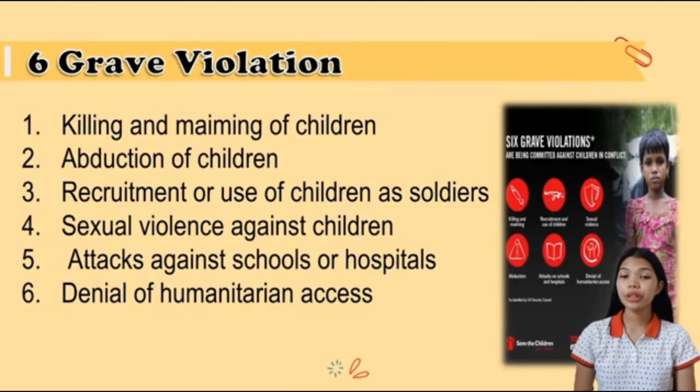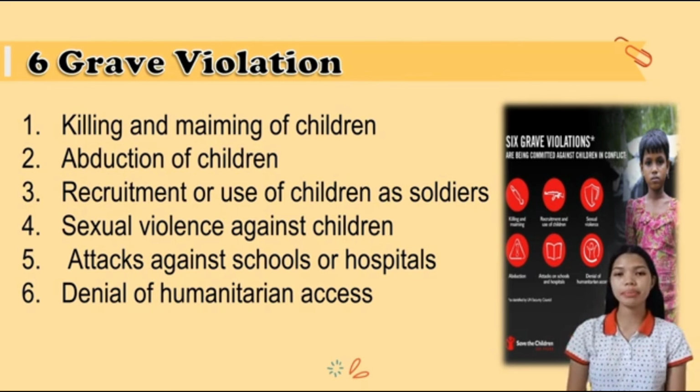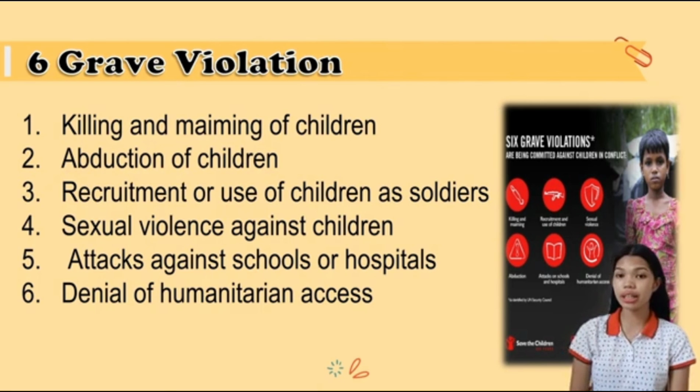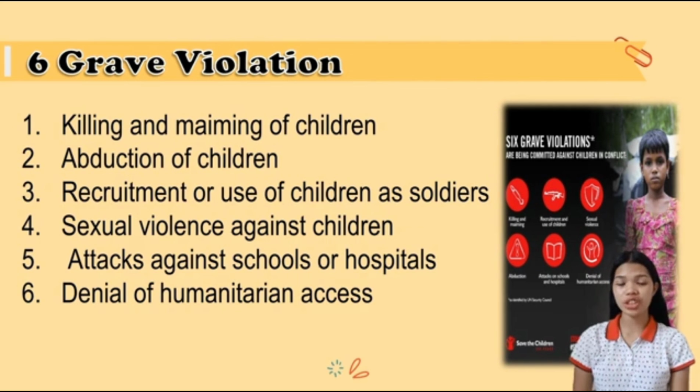The UN, or United Nations, has identified six categories of human rights violations against children, known as the grave violations. These include killing and maiming of children, abduction of children, recruitment or use of children as soldiers, sexual violence against children, attacks against schools or hospitals, and denial of humanitarian access. But despite this, the number of children caught in conflict zones is still growing. The present day demonstrates a total disregard for children and schools.